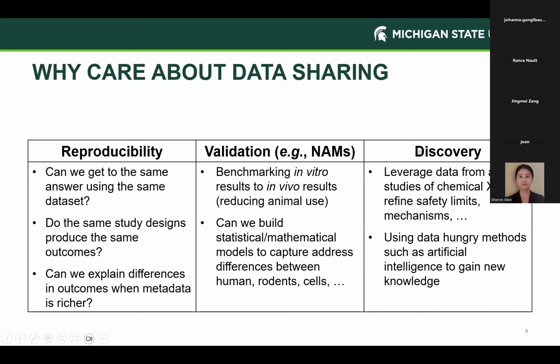And then lastly, probably the most exciting one is discovery, right? If we put all these data together, can we start to learn new things about a new chemical, start to predict different mechanisms, things like that? And we can start to use methods like artificial intelligence to start gaining new knowledge as well.